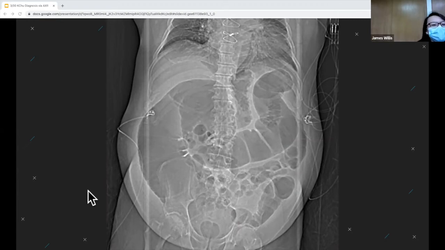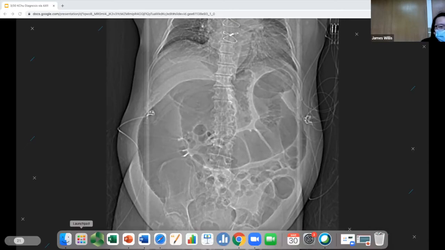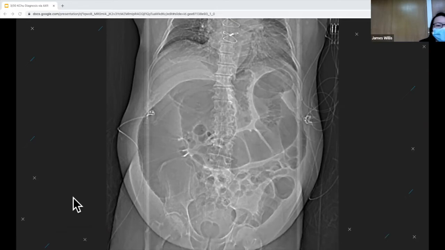This is a scout view of a CAT scan, so it's not like the typical X-rays that we've seen, but you can still see the same things. Large bowel or small bowel? Yeah, okay. And let's say this patient is a 90-year-old in the ICU, has been there for a while. No, you don't really see any stool pattern here, but this is an Ogilvie's, or colonic pseudo-obstruction.